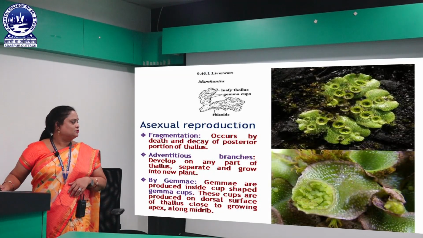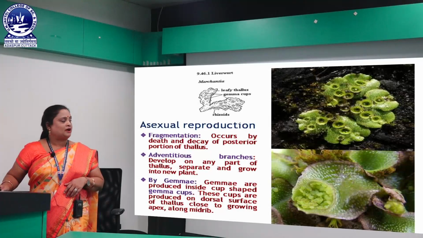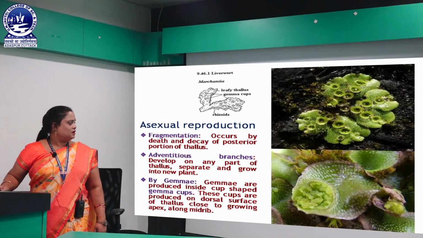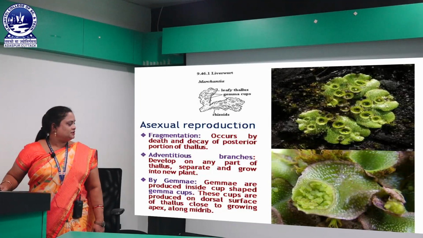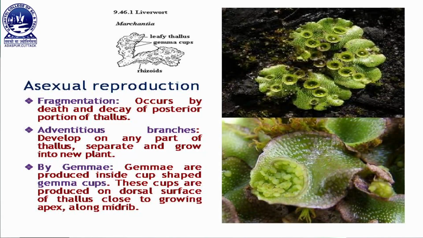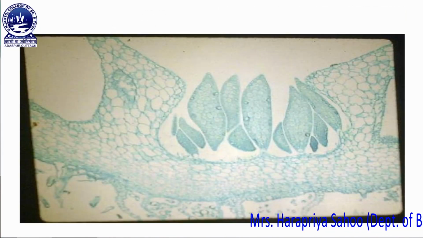Then adventitious branches develop on any part of the thallus, that is, extra branches develop from any part of the flat, leaf-like body, and on separation from the mother plant they develop into new plants. The third is gemma. Gemmae are produced on the upper side of the thallus inside the gemma cup. The gemmae are biconvex stalked bodies containing rhizoidal cells and chlorophyll-containing cells. On separation, the rhizoidal cells develop into rhizoids, and the chlorophyll-containing cells develop into the thalloid body. This is the gemma cup and these are the gemmae.